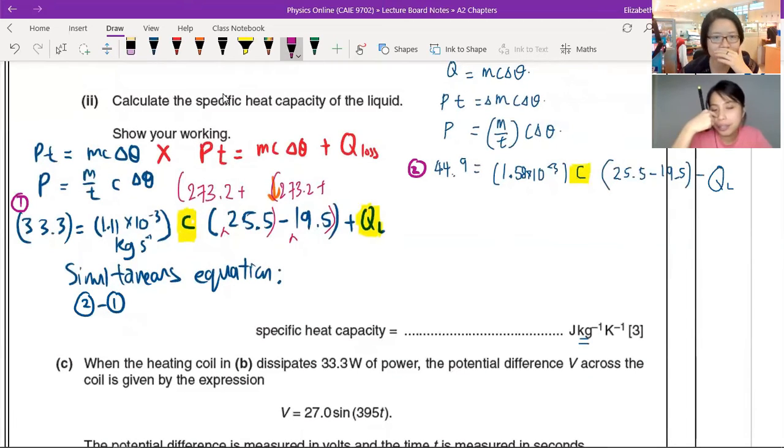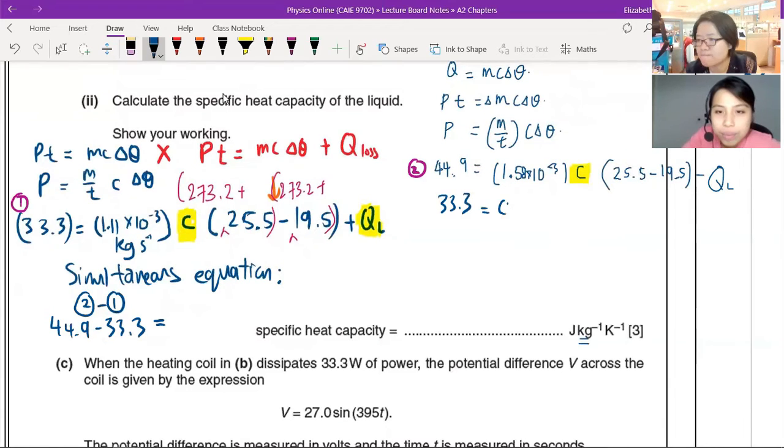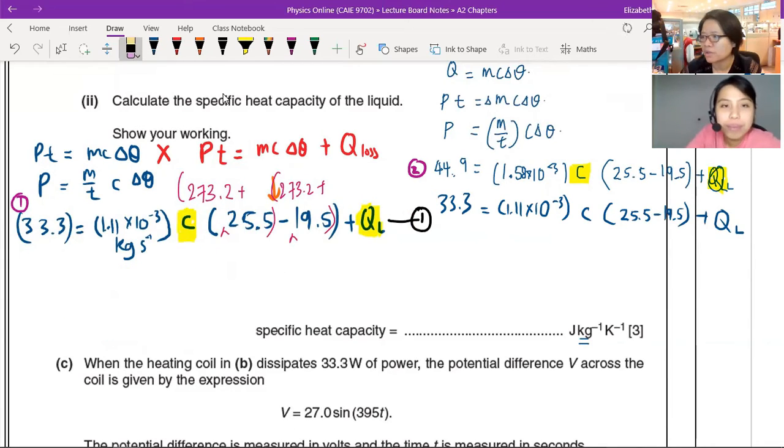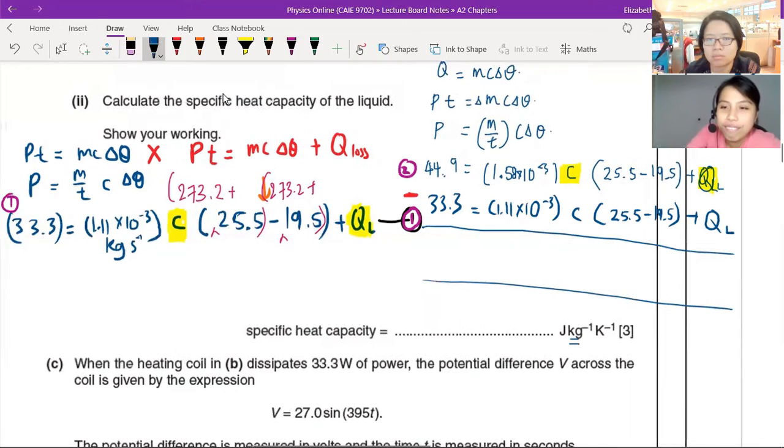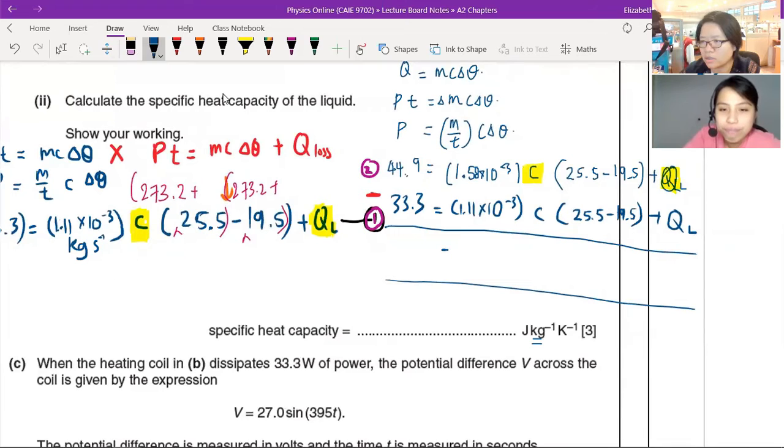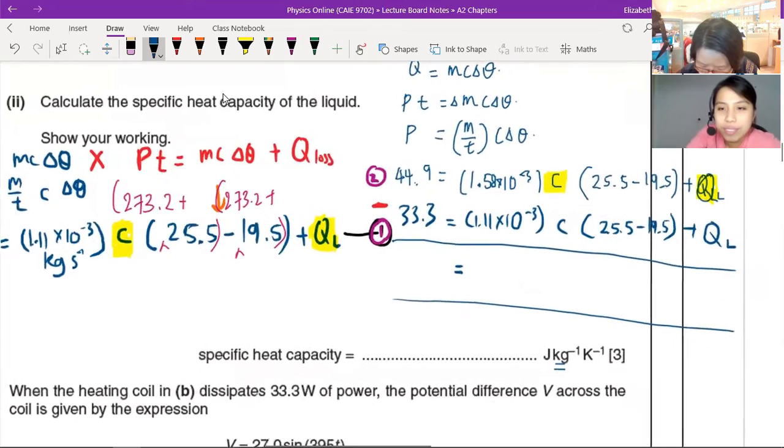And you will see that on one side, you will have 44.9 minus 33.3, and on the other side, all the stuff. So you minus these two. Just minus like that. When you minus, you have to be careful. One side is 44.9 minus 33.3. Can press the calculator now.